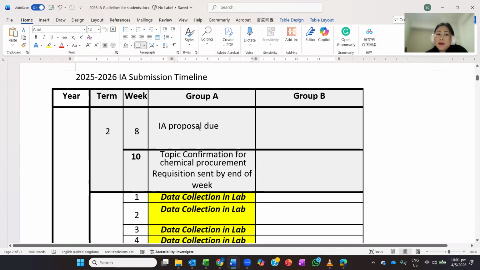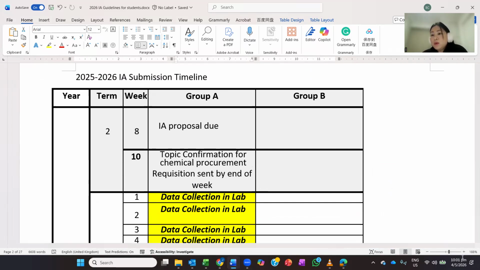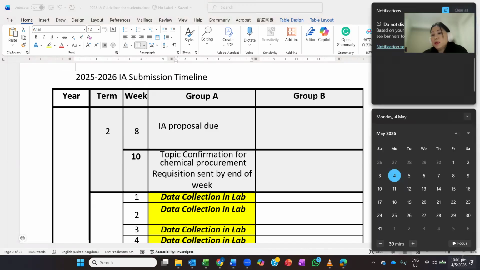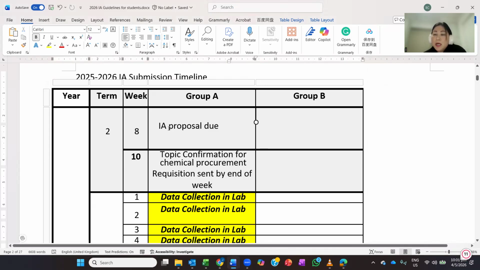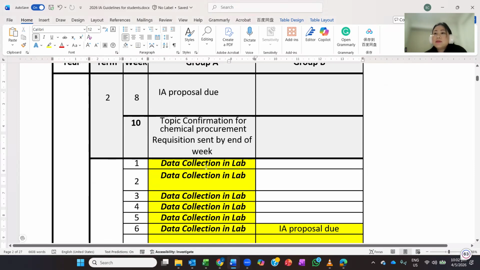For group A, now this is week 7, and come week 8 Friday, you will have to submit your IA proposal to me, and that is around 15 or 16 of May. Roughly about 15 of May, you will submit your proposal. So week 9, I will get back to you, and over week 9 and week 10 we will firm up your topic and you can submit your chemical requisition by week 10. That is for classes in group A, and that is 5.5.